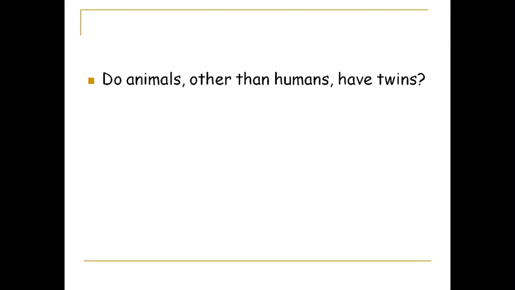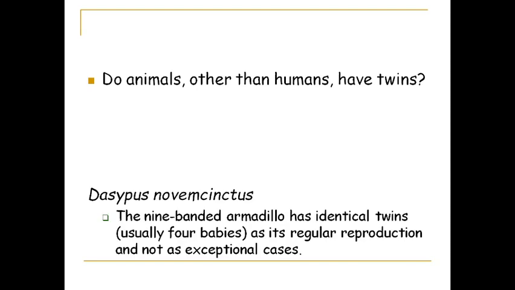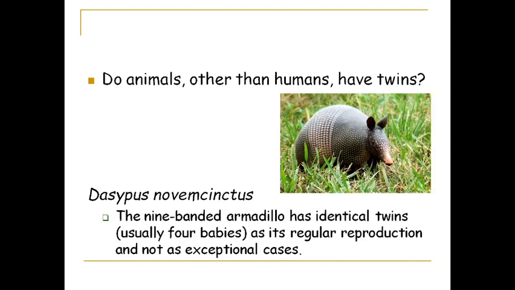So other twinning situations, are there other animals other than humans that have twins? And if you're trying to think of something specific and you can't, you just want to say yes or no, well, the answer is yes. Other animals do have twins. And a pretty interesting example is the 9-banded armadillo. They have identical twins, usually 4 of them, as their regular reproduction pattern. Not exceptional cases like with us. So this 9-banded armadillo right here, every single time it has babies, it has 4 identical twins.